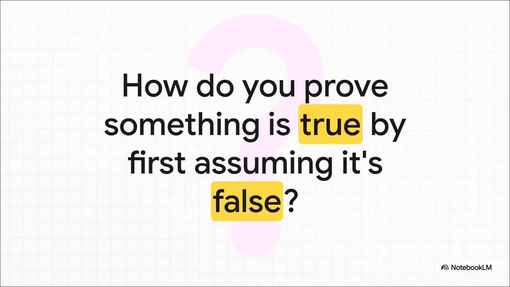So you're probably thinking, how on earth does that even work? How can starting with a falsehood possibly lead you to the truth? Well, it might feel a little backwards, but this technique, which also goes by the name proof by contradiction, is like a secret weapon for mathematicians, programmers, basically anyone who deals in logic. So let's break it down.